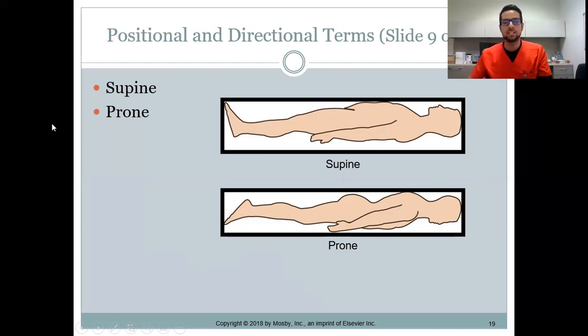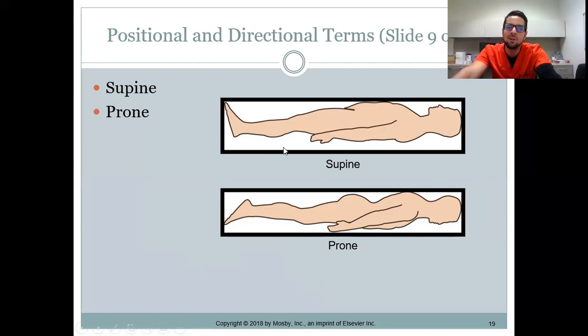And very important to know, especially as a medical assistant, because the doctor is going to tell you, hey, this patient needs to get in the prone position for, let's say, a hemorrhoid removal or whatever it may be. And if you have them in the supine position, it's going to be awkward because the patient's going to have to flip over, because that's not the correct position if you're trying to remove a hemorrhoid, for example.